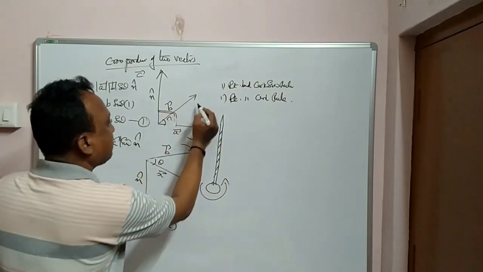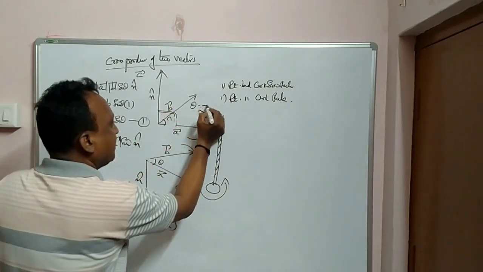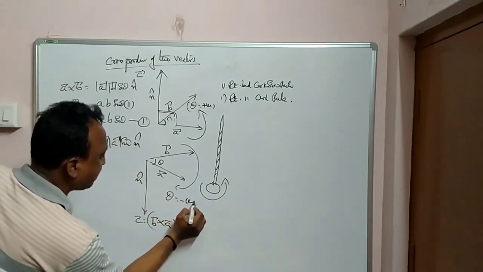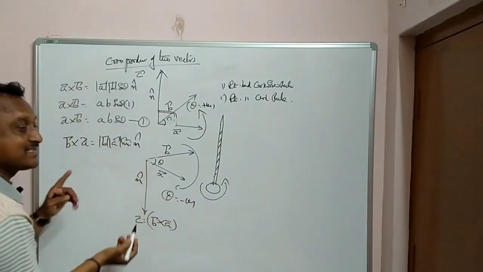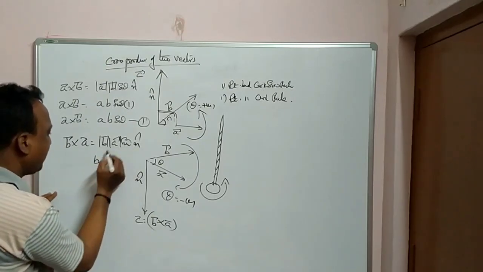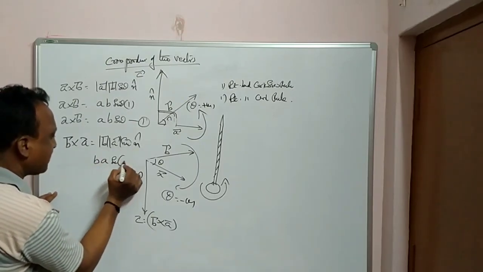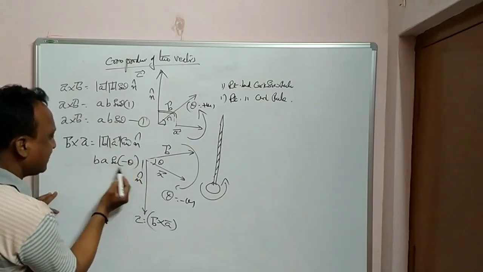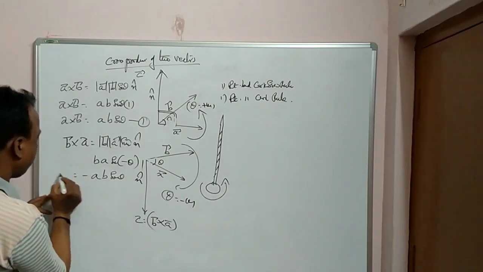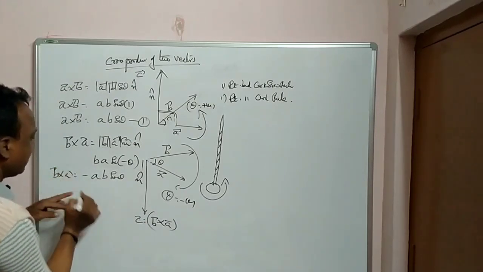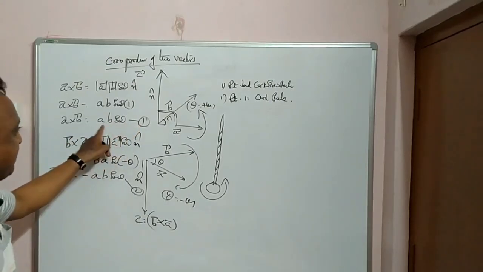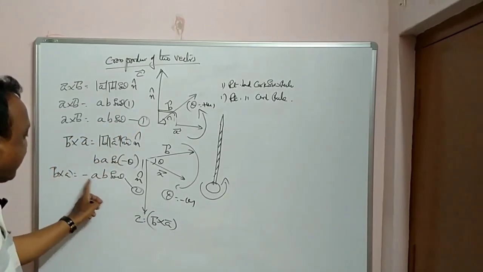B cross A is given by mod B, mod A into sin theta into n cap. So same, but here the direction will be different. For example, if theta is positive in this direction, and here theta is negative, then what happens? Sin of minus theta is minus sin theta from trigonometry. Therefore, if you write sin of minus theta, that is minus AB sin theta, which is equal to B cross A. So this is equation 2. Equation 1, A cross B is AB sin theta. Equation 2, B cross A is minus AB sin theta.